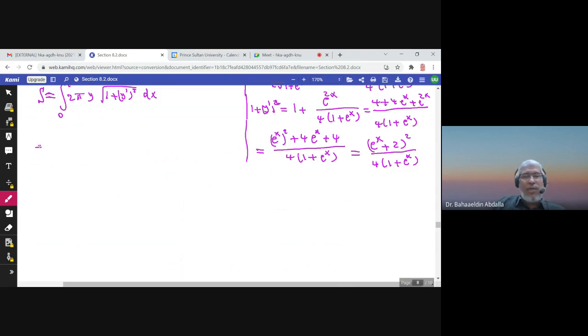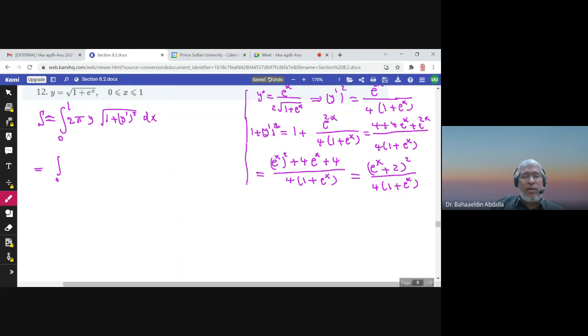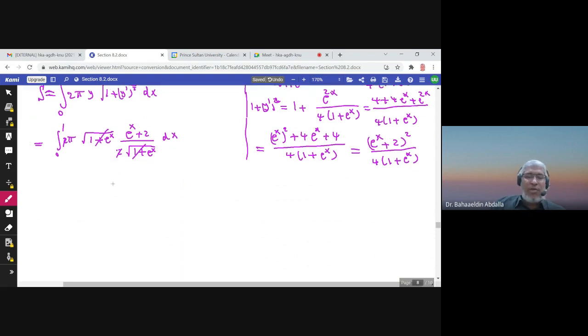So now S would be integral from 0 to 1. Y, I should write it in terms of x as a function of x, and square root of 1 plus y prime would be the square root of this fraction. So square root of the numerator, the square root will cancel the square, and below square root of 4 is 2, and I will have square root of 1 plus e^x. Cancel, cancel, and now the integral is easy.